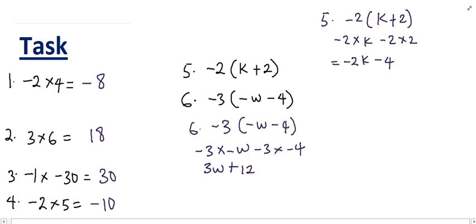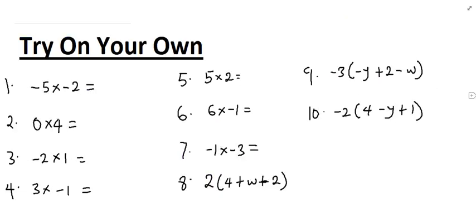Please don't confuse this with combining signs. In combining signs, we deal with plus and minus, while in multiplying signs we deal specifically with multiplication. Is that clear? So let's go to the next slide. It says try on your own. You have 10 questions to try on your own, and I want you to pause this video and try these questions now. Then you can play it, and it will go to the next slide and show you the answers.